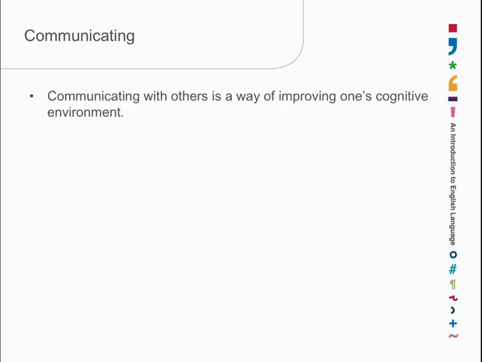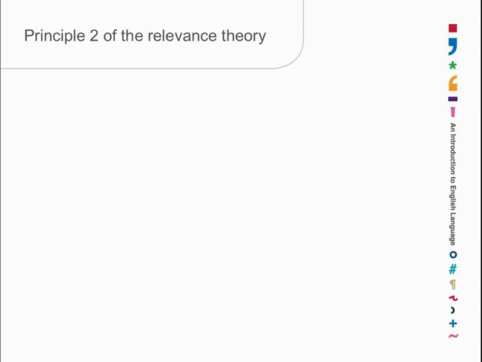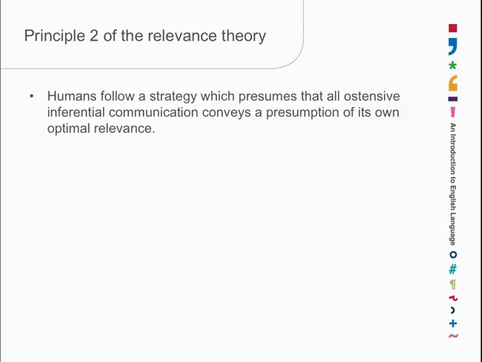So communicating with others can be seen as a way of improving your cognitive environment. You're listening to what it is that they're communicating, and you make assumptions that your interlocutor, the speaker, is saying something that will be relevant to you. So principle 2 of relevance theory says that humans follow a strategy. They always follow a strategy, unless they're asleep, of course. But when they're listening to someone, when there's anything that looks as though it is communicating, they presume that all ostensive inferential communication conveys a presumption of its own optimal relevance.